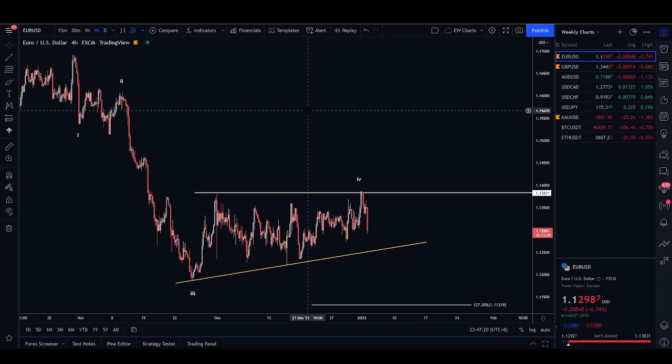So for today, we'll be sharing with you mainly on the major pairs, covering Euro dollar, Pound dollar, and Aussie dollar. Okay, and I will show you and share with you based on the perspective of Elliott wave analysis.